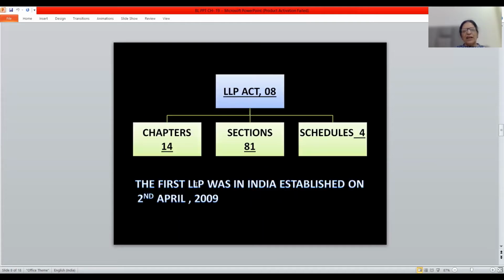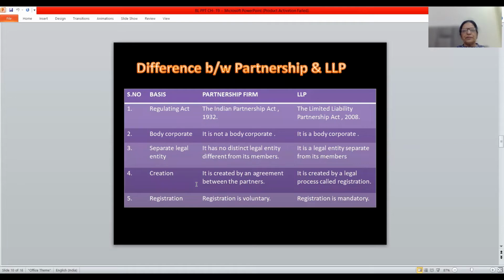Now moving ahead, friends, let me tell you, the LLP Act 2008 has 14 chapters, 81 sections and 4 schedules. Schedule 1 contains the mutual rights and obligations of partners. Schedules 2, 3 and 4 contain the provisions regarding conversion into LLP. And the first LLP in India was established on 2nd April 2009.